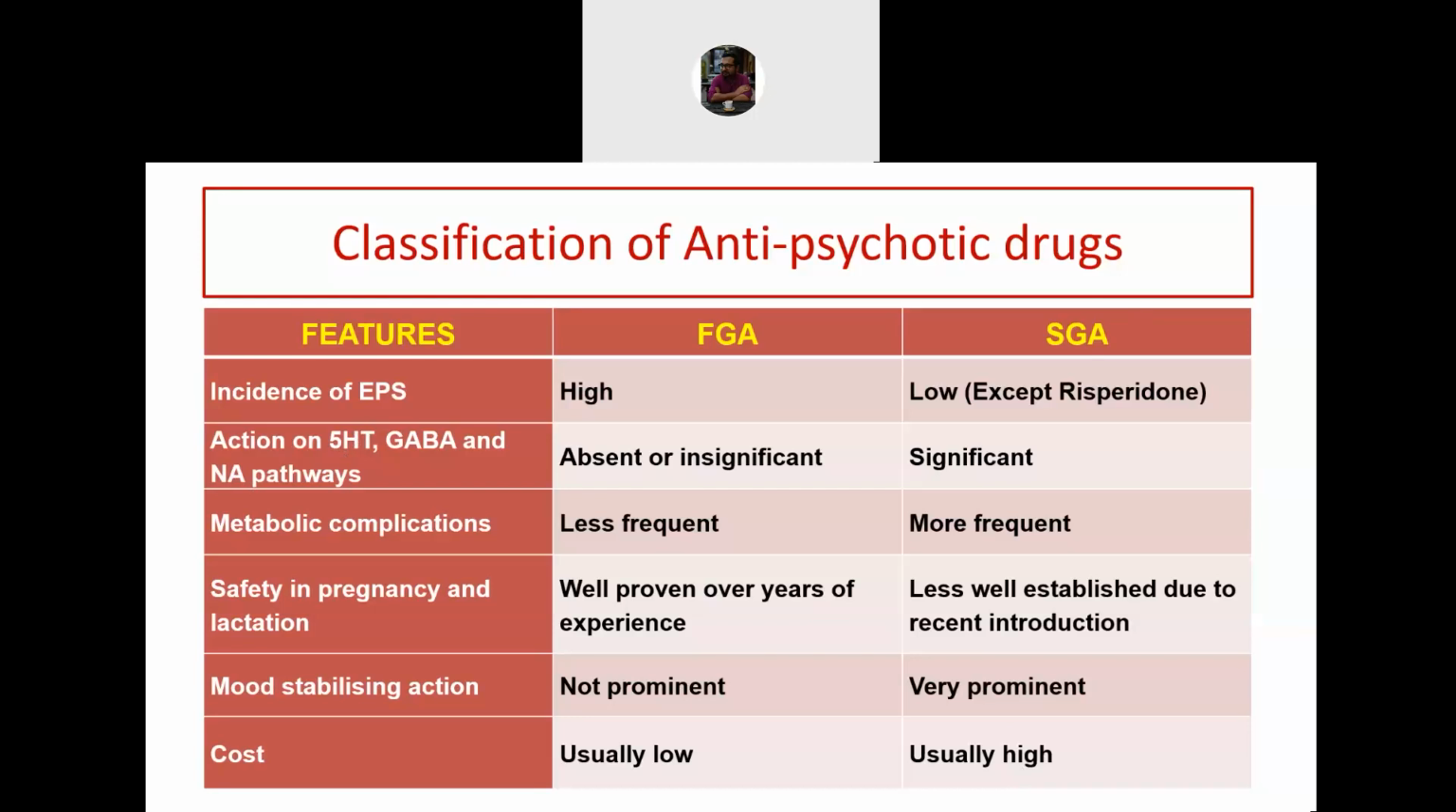So to summarize this whole thing, first generation agents have higher extrapyramidal side effect but lesser metabolic side effect and mood stabilizing action. Second generation agents have lower extrapyramidal side effect but greater metabolic complications, but greater mood stabilizing action as well. These are the basic differences between the first and second generation antipsychotic drugs.